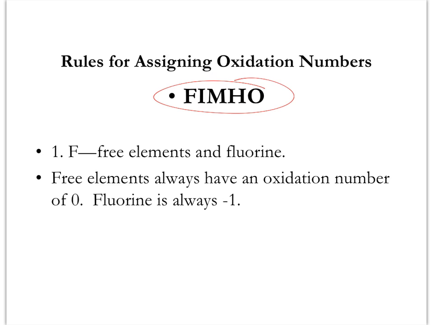So the F stands for free elements and fluorine. If you have a free element, the oxidation state is going to be 0. So any element that's uncombined. If you have sodium, chlorine, iodine by itself, oxygen by itself, or 8 units of sulfur in a molecule, all of those things would have oxidation states of 0. Fluorine will always be a -1 when it's in a compound. No exceptions. Fluorine's always a -1 oxidation state.